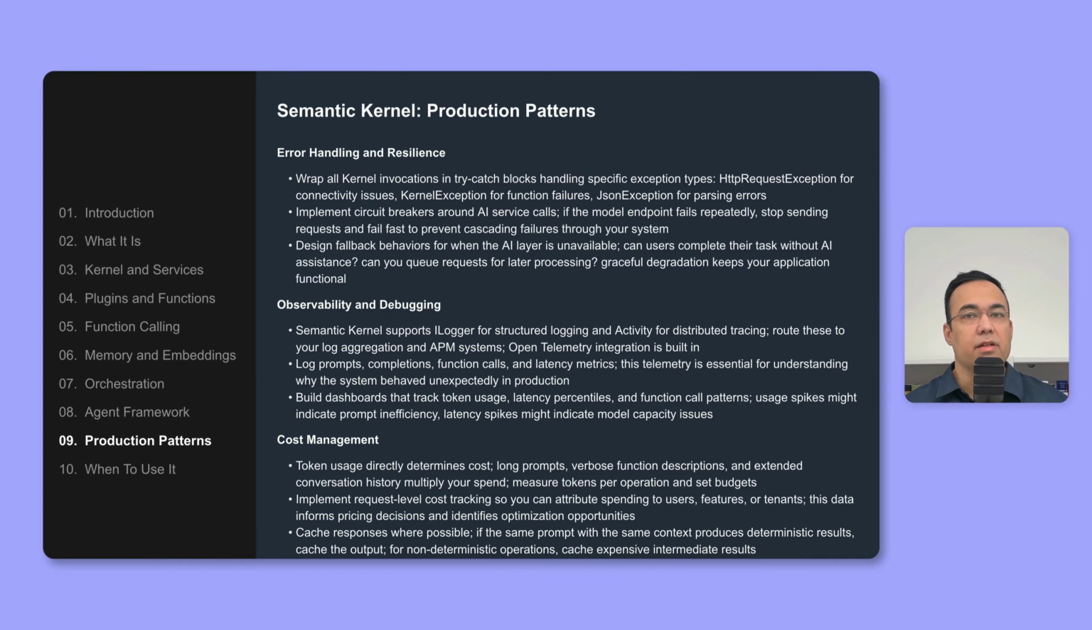Can users complete their task without AI assistance? Can you queue requests for later processing? Graceful degradation keeps your application functional even when the AI components are struggling.